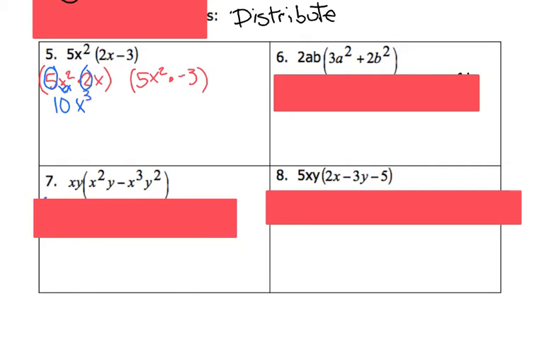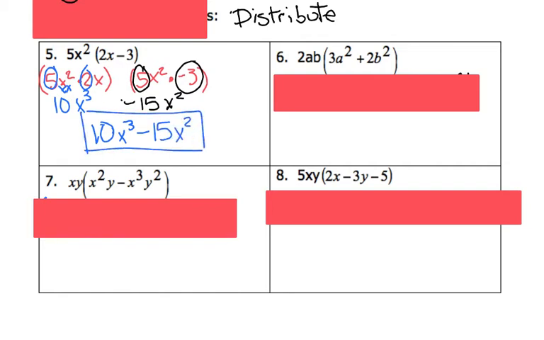And then for the second part, we have 5 times negative 3, which is minus 15. x squared is the only thing that I have left, so I just bring it down. Then when I combine it, we get 10x cubed minus 15x squared. Notice you cannot combine these terms because they're not alike. That would be our final answer.